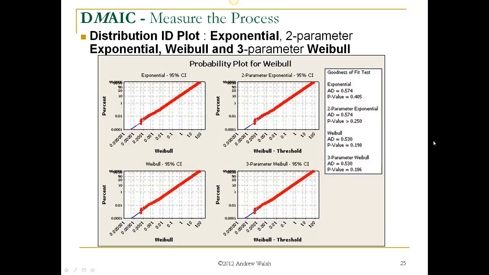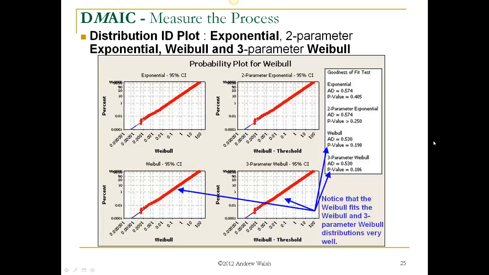Now we look at the exponential, 2-parameter exponential, Weibull, and 3-parameter Weibull. Notice that the Weibull and 3-parameter Weibull distributions fit very, very well. But also, if you look up at the exponential and the 2-parameter exponential, you'll see 0.25 and 0.405. So our data fits the exponential and 2-parameter exponential also very well. So which should we use, the Weibull or the exponential? Again, as I said earlier, knowing the type of data and the type of process values that you're analyzing is important in figuring out which distribution is appropriate.